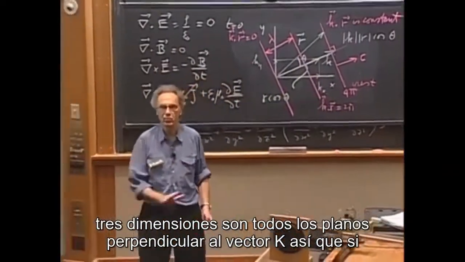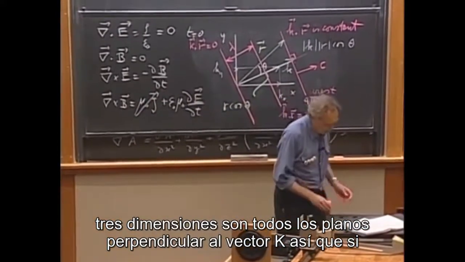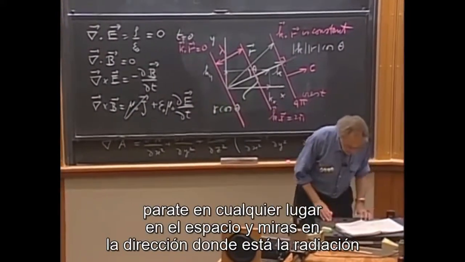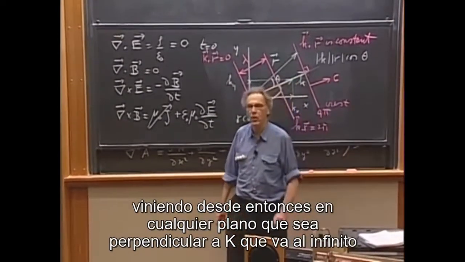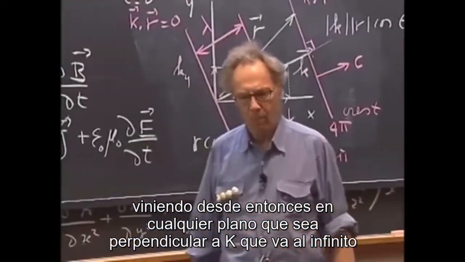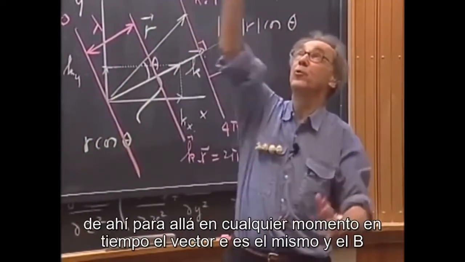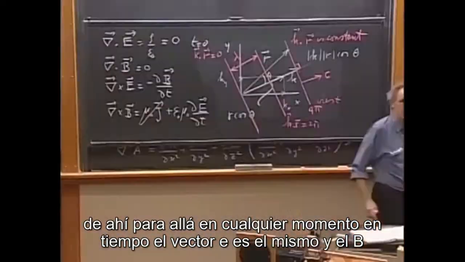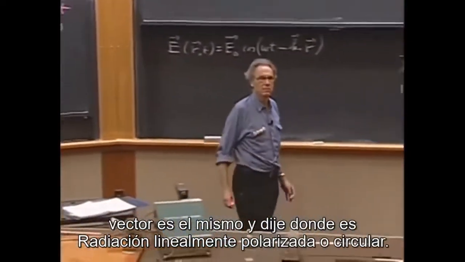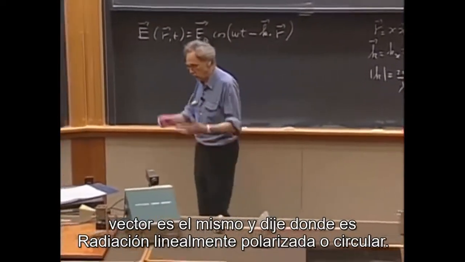And so k dot r in 3 dimensions are all planes perpendicular to the vector k. So if you stand anywhere in space and you look in the direction where the radiation is coming from, then in any plane that is perpendicular to k, going to infinity there, to there, to there, at any moment in time the E vector is the same and the B vector is the same.